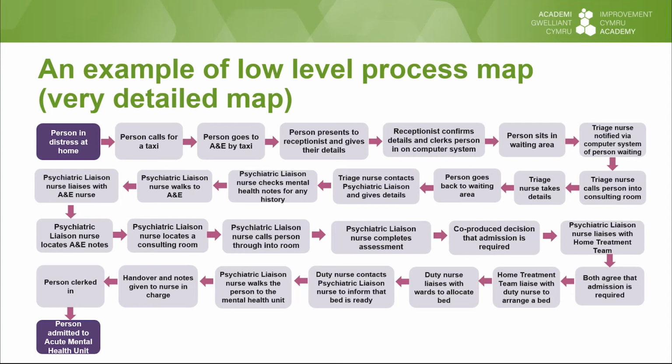This process map is what we call a low-level process map, where we have zoomed in on the process and looked at it in much more detail. It is still looking at a person in distress who presents at A&E, is seen by the psychiatric liaison team, and then admitted to an acute mental health unit. Going into more detail can help us to identify where there are issues, repetition, and variation. It allows the system to be fully explored and understood, to identify where changes could be made and what their impact could be.